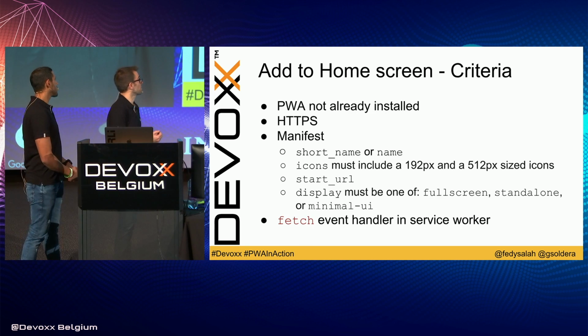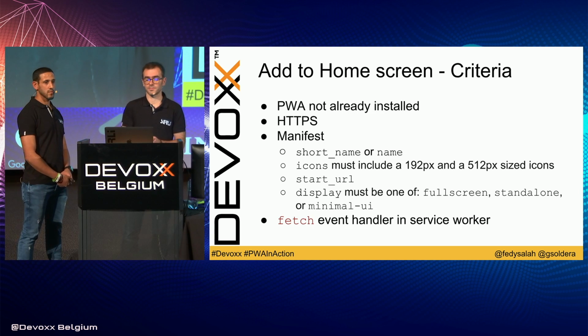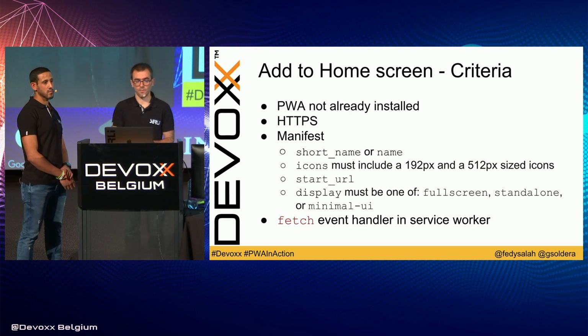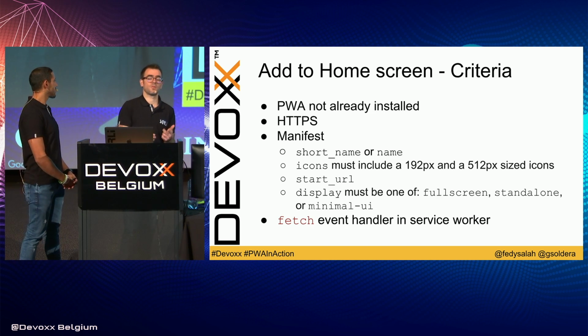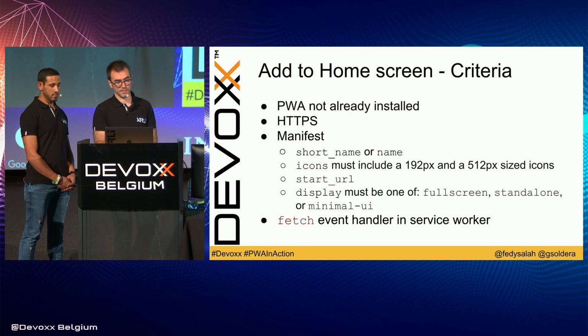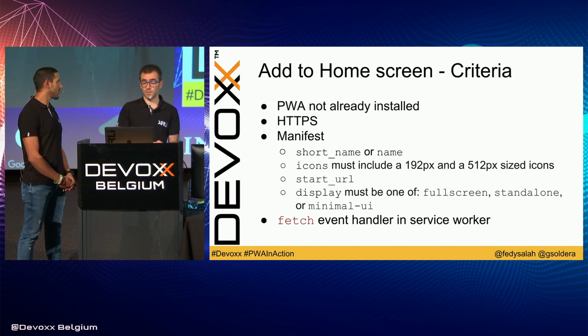This is the list of the criteria for the add to home screen prompt. First, your progressive web app is not already installed. Your application is served over HTTPS. You have a manifest file with some keys, and especially specific sizes for icons. And you must have a service worker which can handle the fetch event.